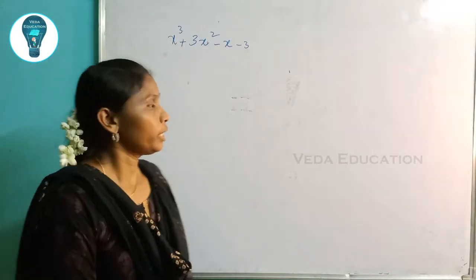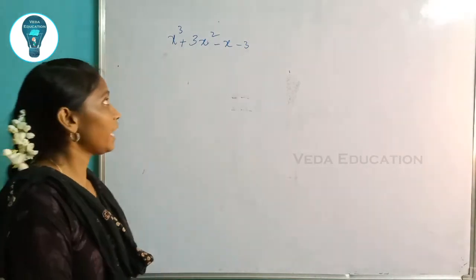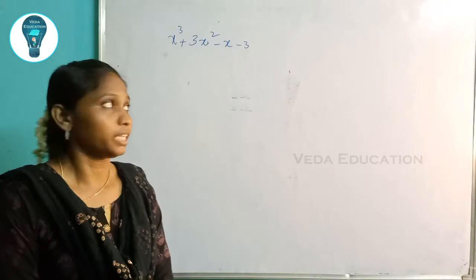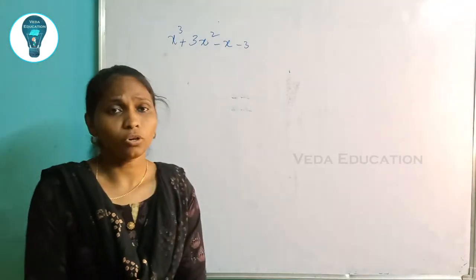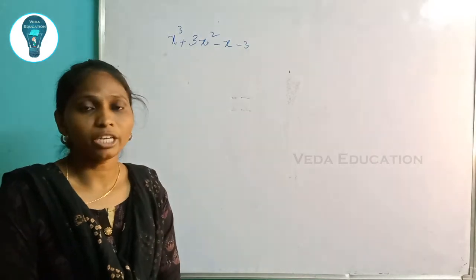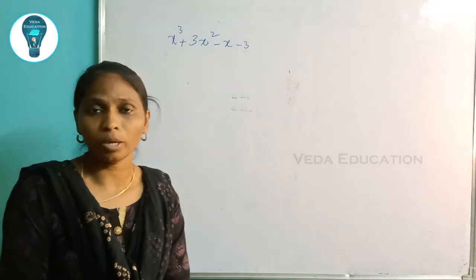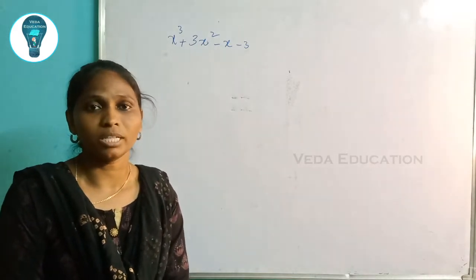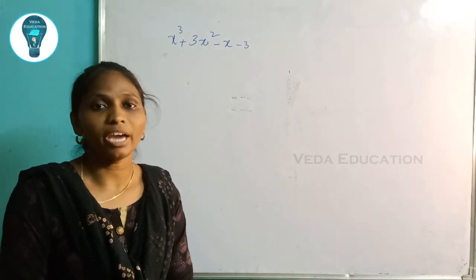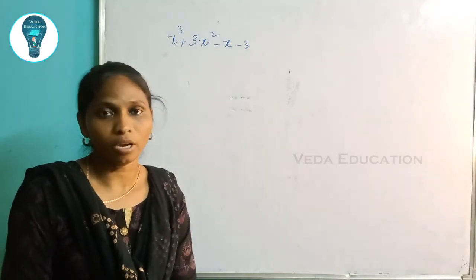Now here some polynomial is given to us: x cube plus 3x square minus x minus 3. This is our cubic polynomial. We are reducing it to a quadratic polynomial. Why? Because in earlier classes we learned how to factorize quadratic polynomials. So for the given cubic polynomial we reduce it into a quadratic polynomial, then we will factorize the quadratic polynomial.